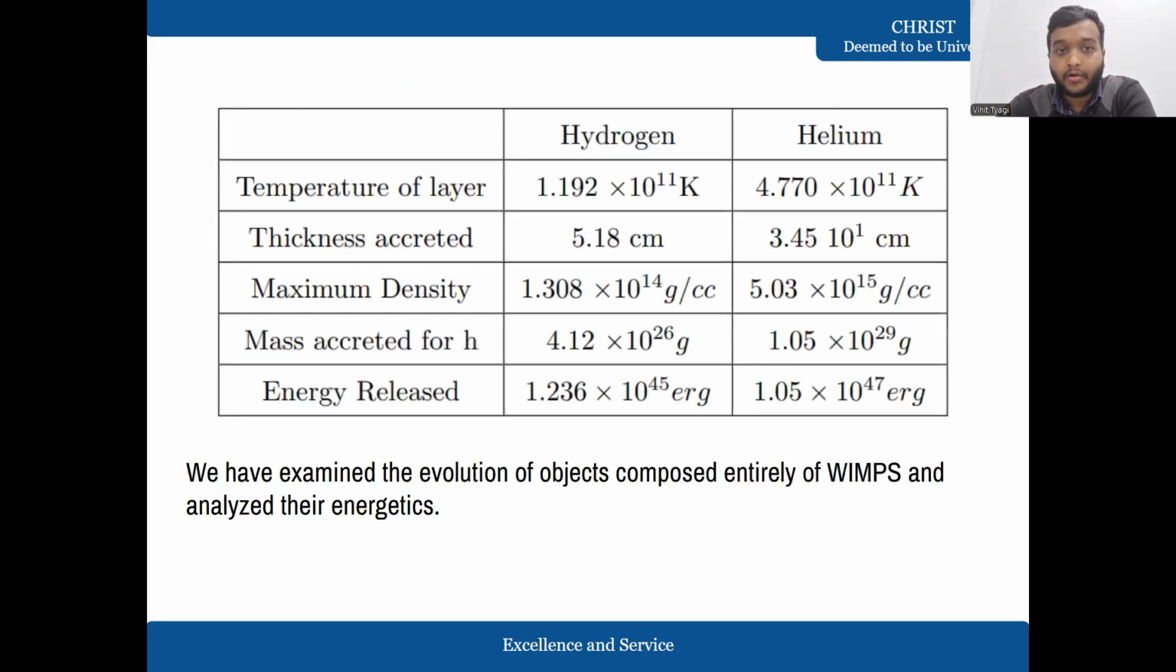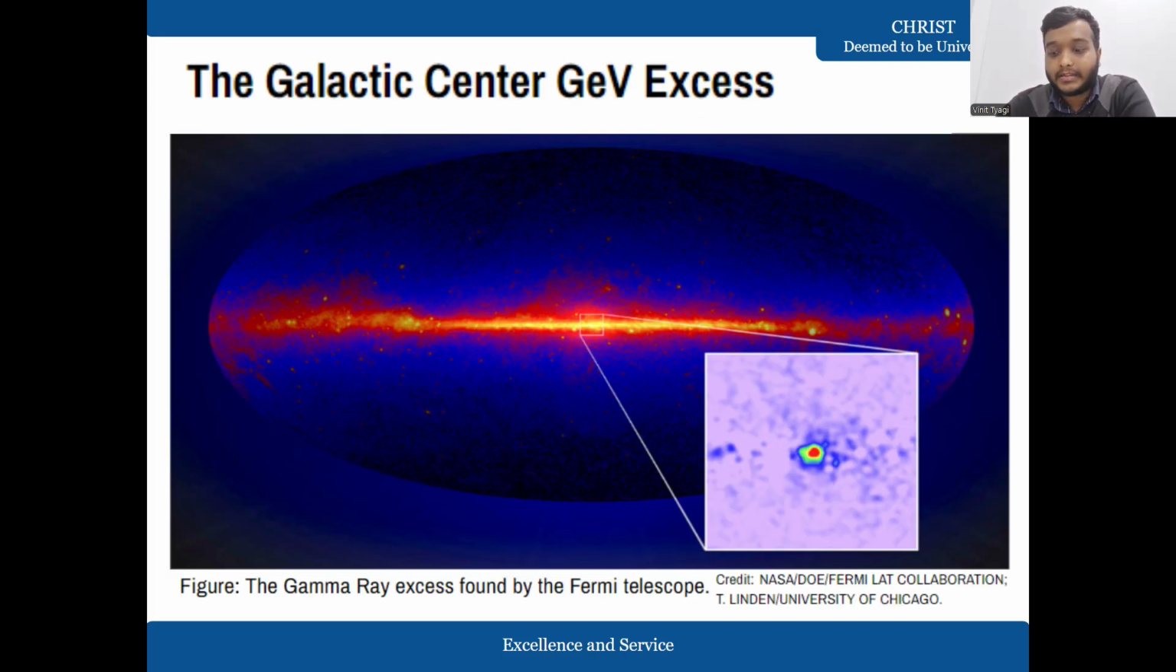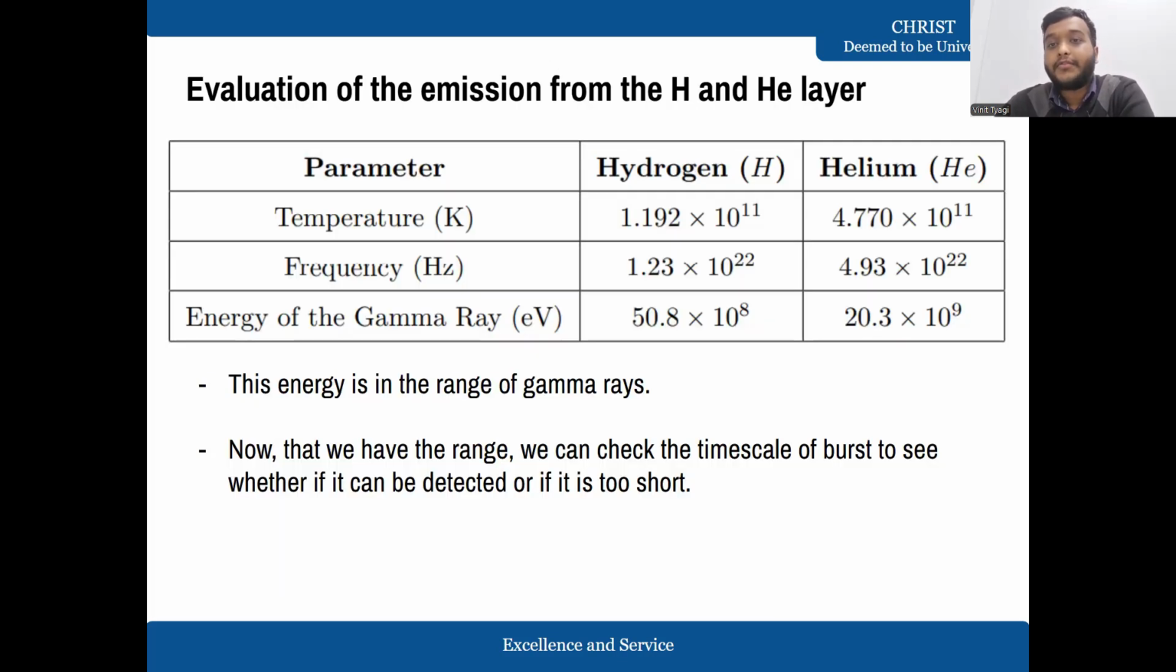Now that we have all these parameters, we will try to solve the Galactic Center GeV excess. People have seen extra GeV photons from the disk of the Milky Way at its center, but its source is not yet known. It can be dark matter annihilation as well, but here we are saying it's because of these dark matter objects. Since we know the temperature of the layer, we can calculate at what energy it will be releasing, which we have found to be gamma rays, which coincides with it.